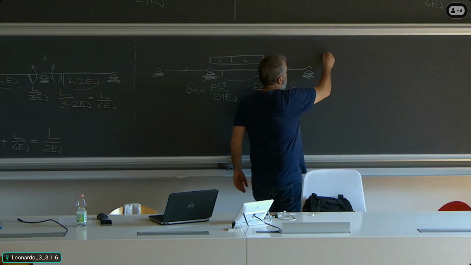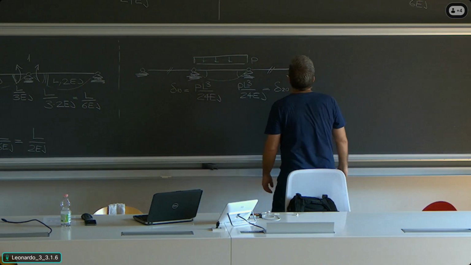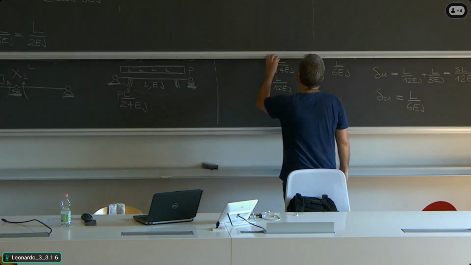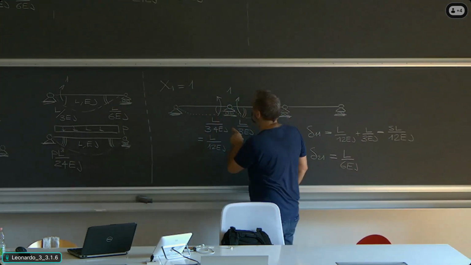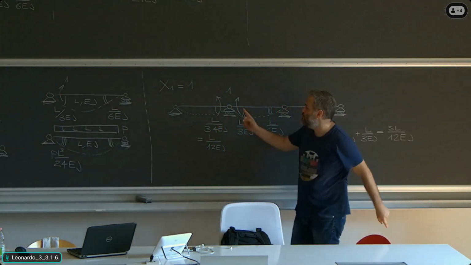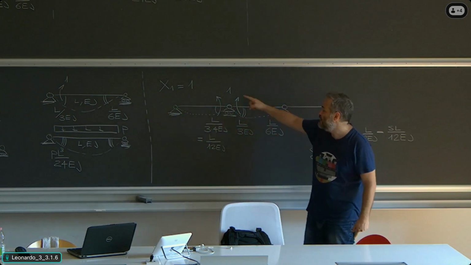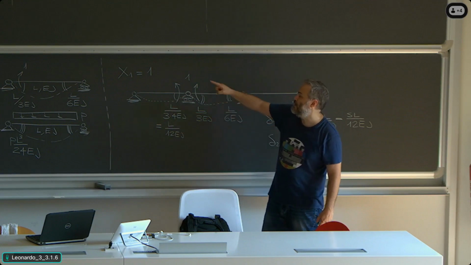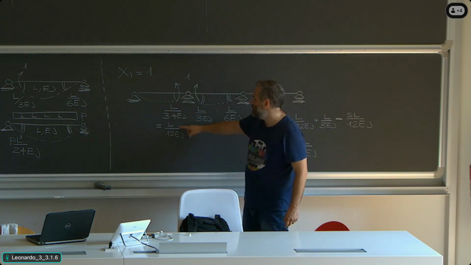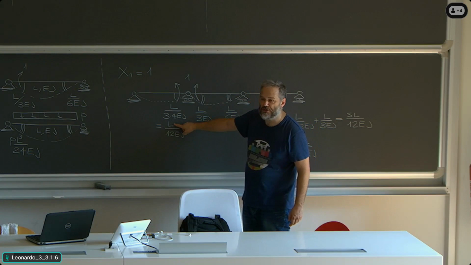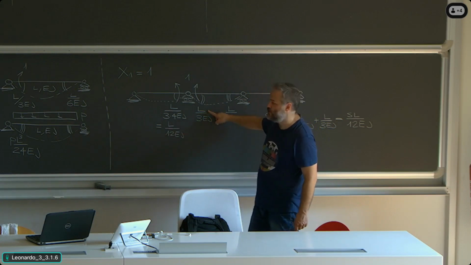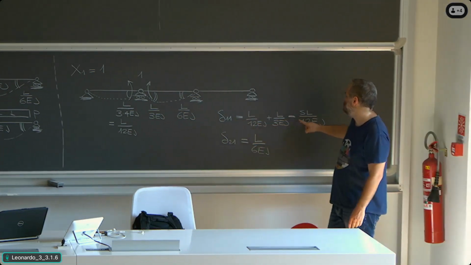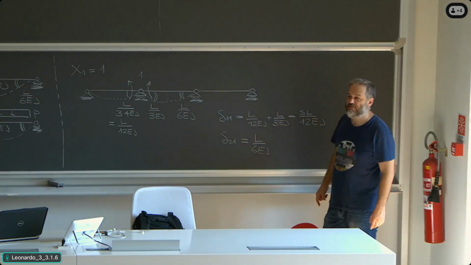What is the relative rotation caused by x1 equal to 1 at support B? What is the relative rotation between the first and second span here at point B caused by x1? It consists of L divided by 12 EJ, L divided by 3 EJ, and I sum them up to make this coefficient, which is 5L divided by 12 EJ.